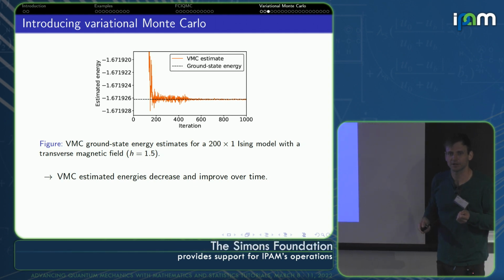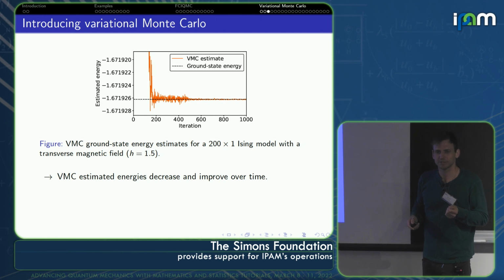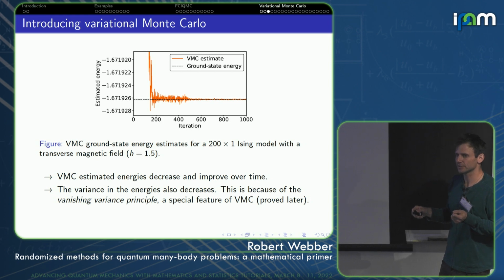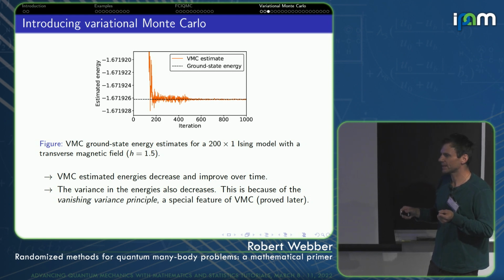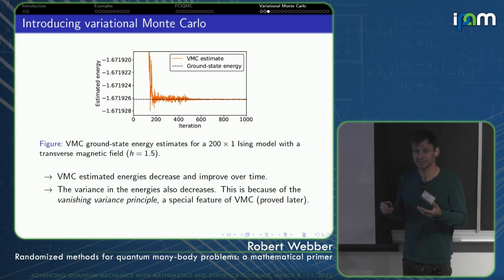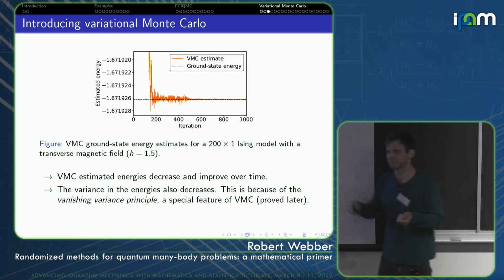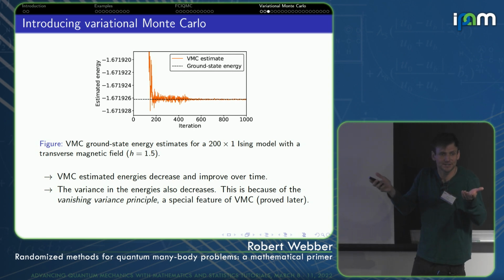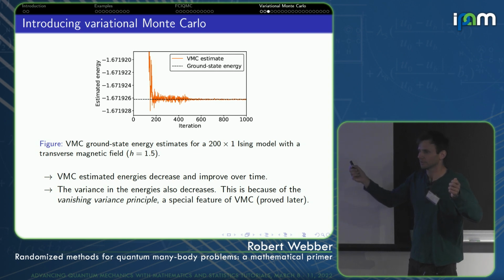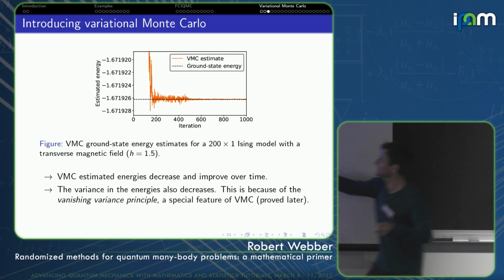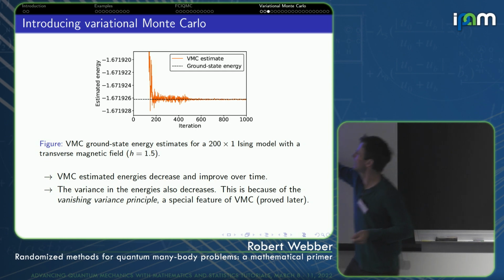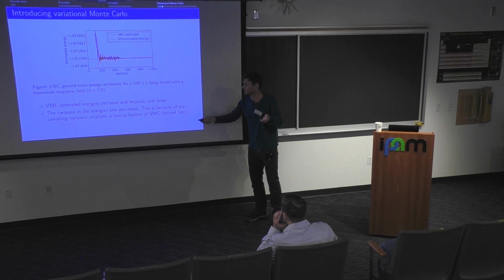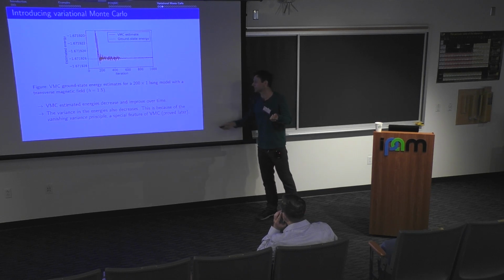And then there's this other thing going on, too, in this plot, which is really weird, which is that the variance in the energies also decreases. So you wouldn't expect that for most stochastic optimization algorithms. You wouldn't expect the variance to get better over time. Rather, you would expect that it's pretty constant and you have to do a lot of averaging. But in VMC, you get better results. The variance, the wiggles, are actually shrinking quite a lot at about iteration 500. This is because of what's called the vanishing variance principle or zero variance principle, a special feature of VMC, proved a little later.